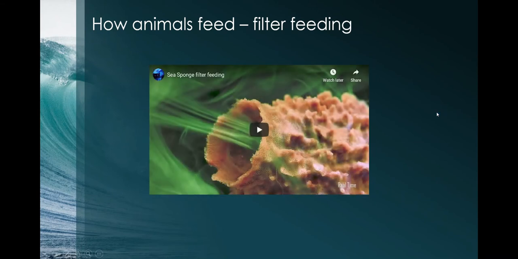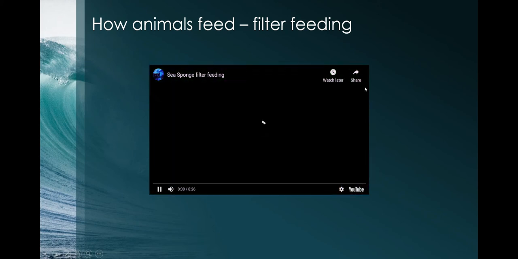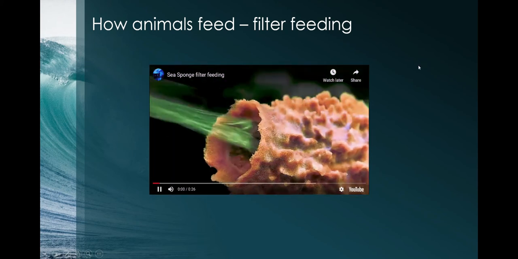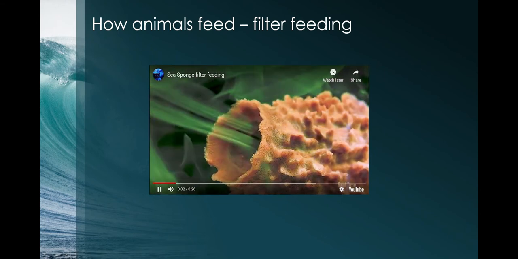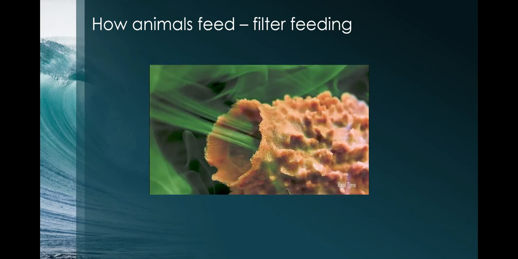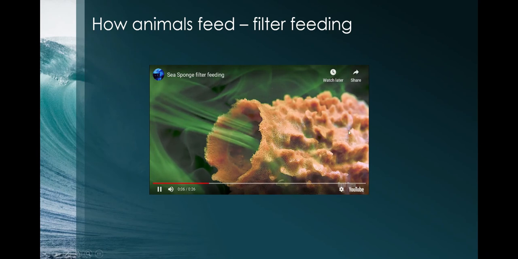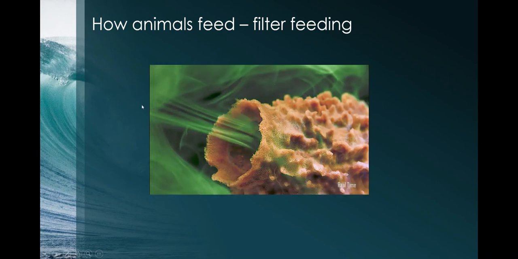Now, active filter feeders make a current, and a great example would be this sponge. But some other things would be mussels, any sort of clam. They are active filter feeders who make a current, and you're going to be able to see that current here. Basically, it's sucking water into its sides, and that water is getting filtered and then it's shooting out this chamber.